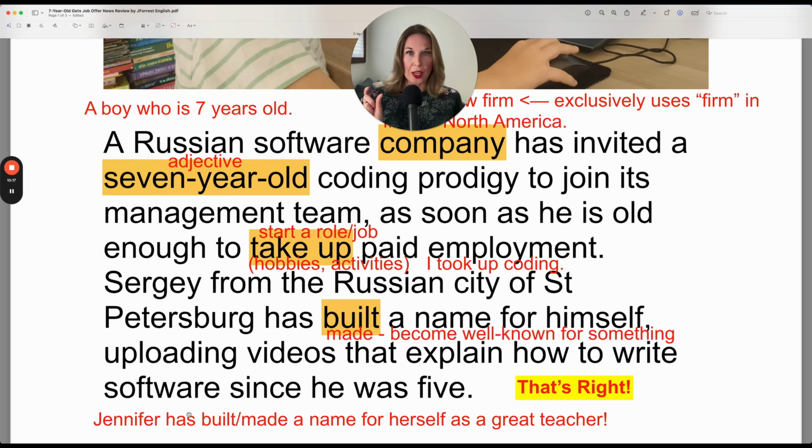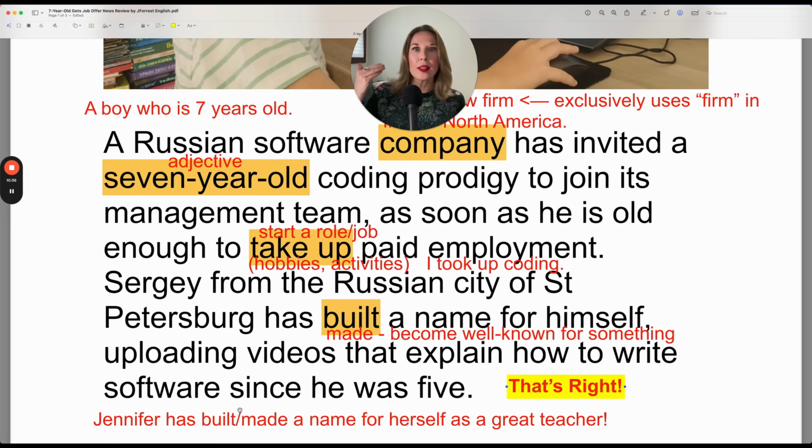This is conjugated in the present perfect. So that's why you have the third form of the verb. You could put this in the past simple as well. Jennifer has built a name for herself as a great teacher. Do you agree with that? If you do, put that's right in the comments.